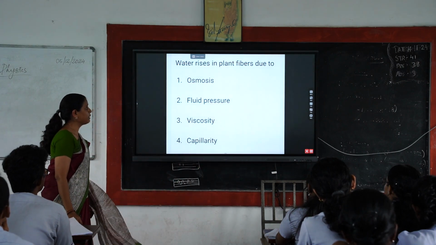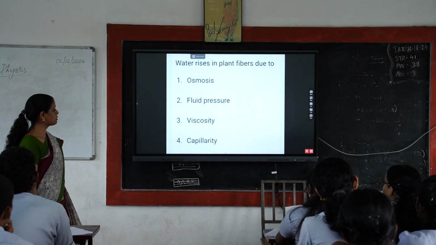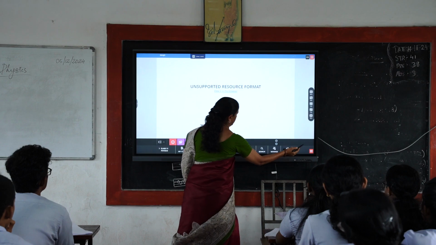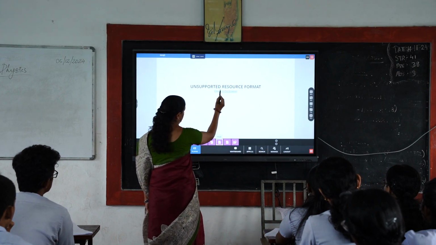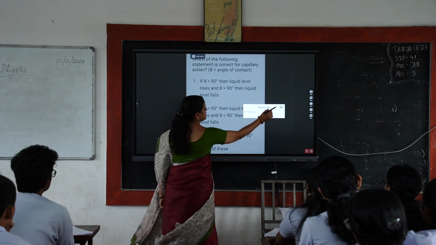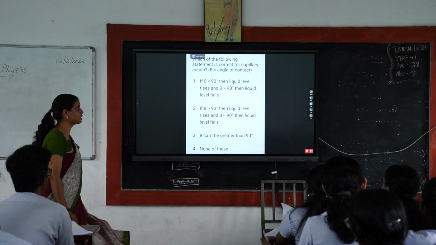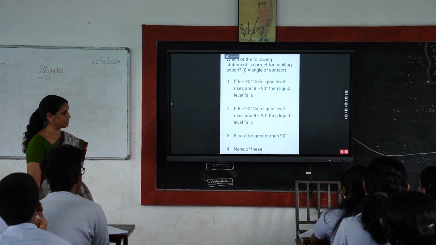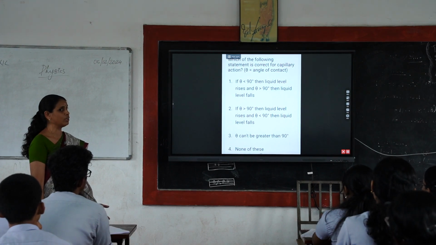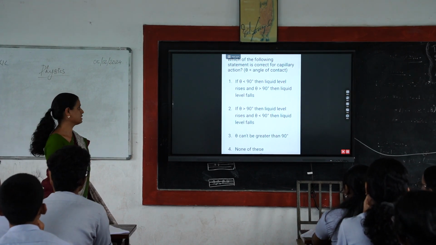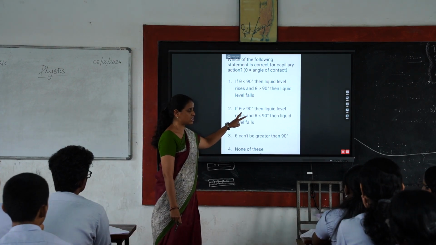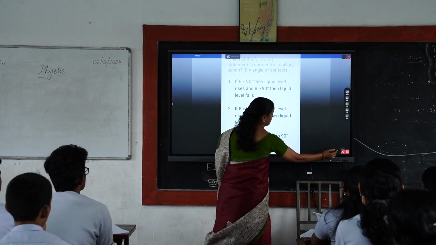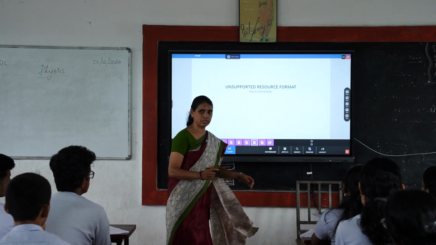Now water rises in the plant fibers due to osmosis, fluid pressure, or capillarity? Answer is capillarity. Which one of the following statements is correct for capillary action? If theta is less than 90, the liquid level rises, and if greater than 90, the liquid level falls. Is it correct or not? Yes. The first one is correct. Okay. So these are the questions.